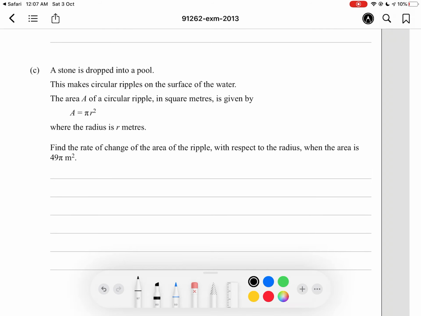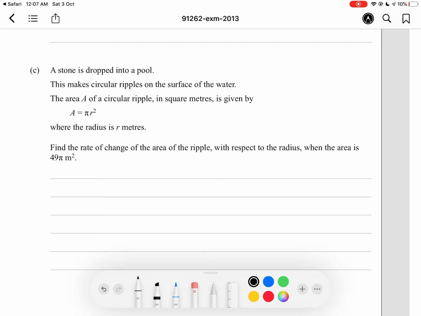Question C. A stone is dropped into a pool. This makes circular ripples on the surface of the water. The area A of the circular ripple in square meters is given by A equals pi r squared, where the radius is r meters. Find the rate of change of the area of the ripple with respect to the radius when the area is 49 pi meters squared. Once again, it's asking us to find the rate of change of area with respect to the radius.